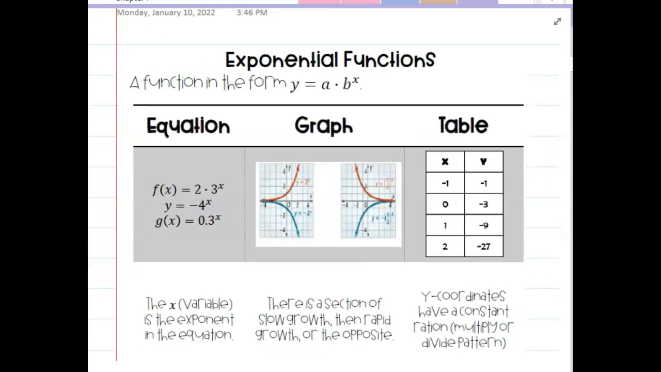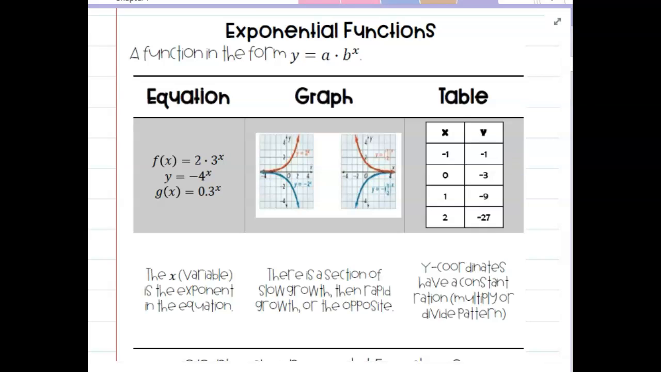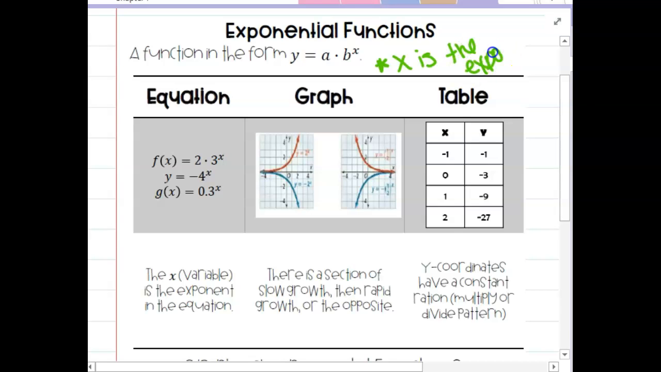Okay? So an exponential function is going to be in the form y equals a times b to the x power. So the big thing you're going to see whenever you have an exponential function is that the x is the exponent. Notice it's b to the x power. So if you're looking at the equation, they're pretty easy to pick out because the x is going to be the exponent.